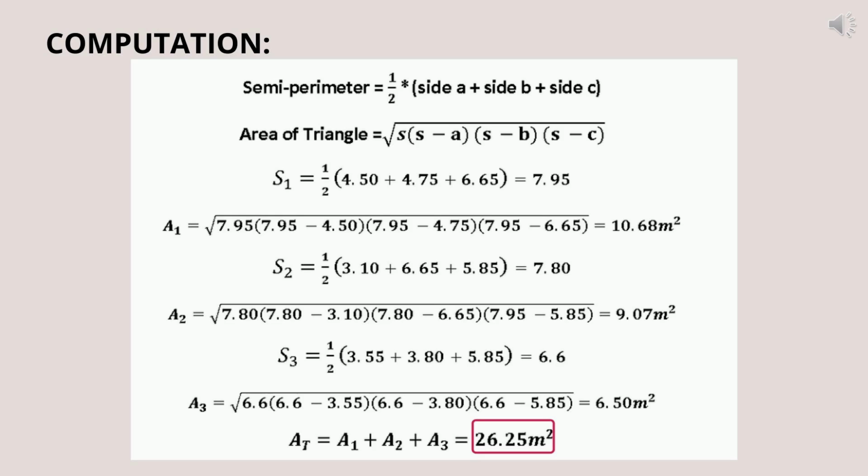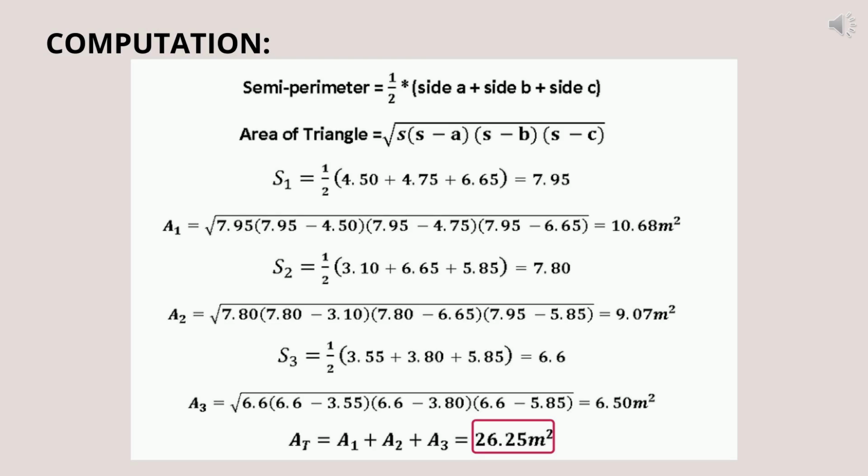Let us solve first the semi-perimeter of the first triangle. Add 4.5, 4.75, and 6.5 and divide it by 2, you will get 7.95. And then substitute those values to Heron's formula, you will get 10.68. And repeat the process for triangles 2 and 3, you will get 9.67 and 6.50 squared respectively.